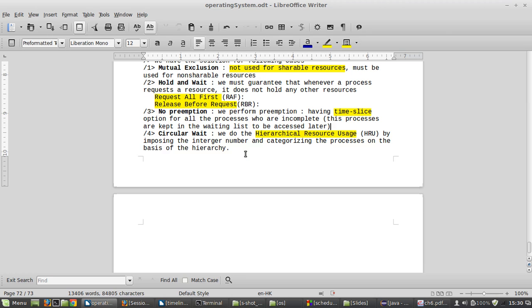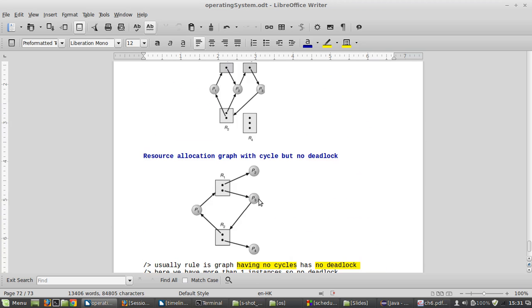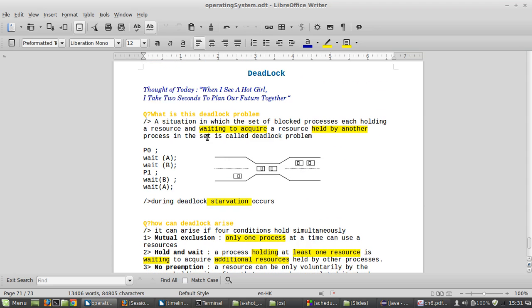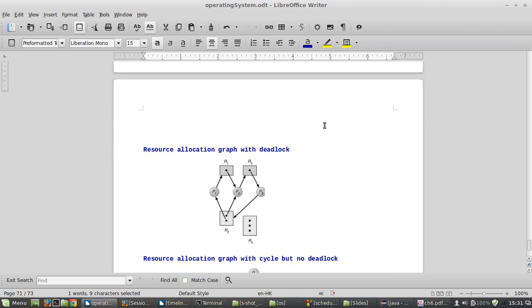Whereas in case of circular wait, for all the processes that are waiting, we try to use a hierarchy. That means hierarchical resource usage, where we categorize processes on the basis of the hierarchy. So whichever has the higher preference or category, these kinds of processes are used first, just to prevent the deadlock.